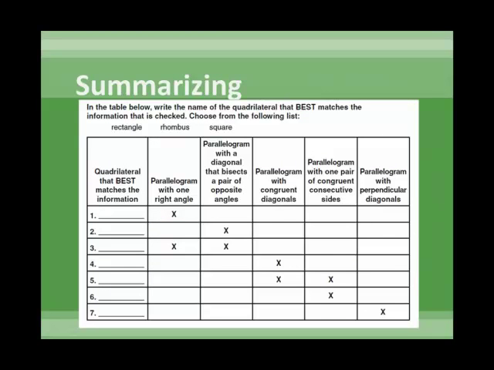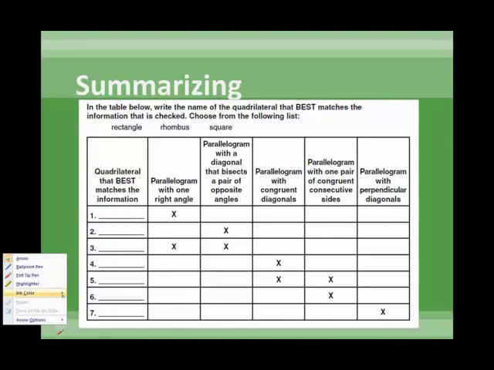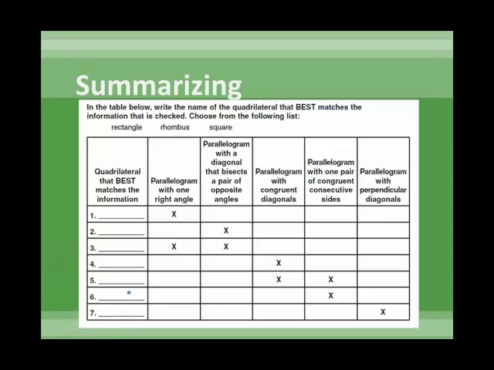All right, so just to summarize, in the table below, we want to write the names of the quadrilateral that best matches the information that's checked. So we are going to choose from the list either rectangle, rhombus, or square. So here's our little test of the conditions just to see what we understand about them. The things that are checked here for number 1 is that it's a parallelogram with one right angle. So what's the best quadrilateral that we can choose there? That one would be a rectangle.